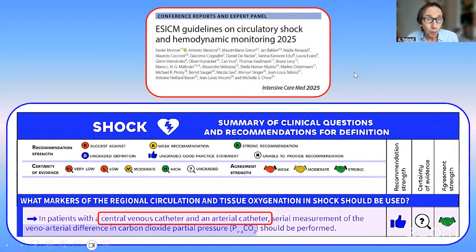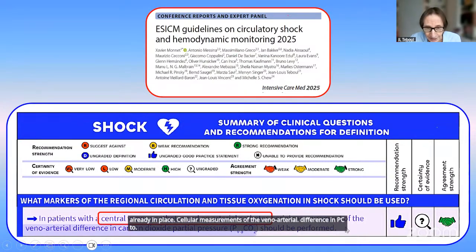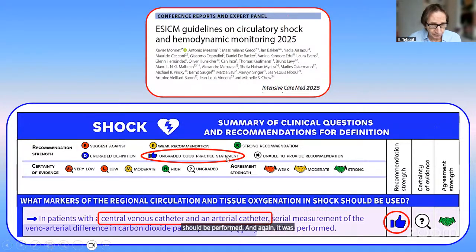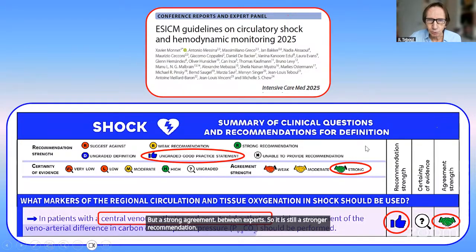And we also said that in patients with a central venous catheter and an arterial catheter already in place, serial measurements of the veno-arterial difference in PCO2 should be performed. And again, it was an ungraded good practice statement, but a strong agreement between experts. So it is still a strong recommendation of this group of experts coming from the ESICM.